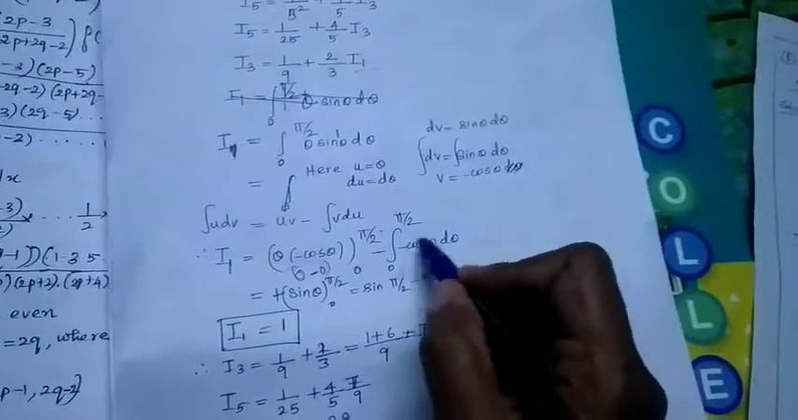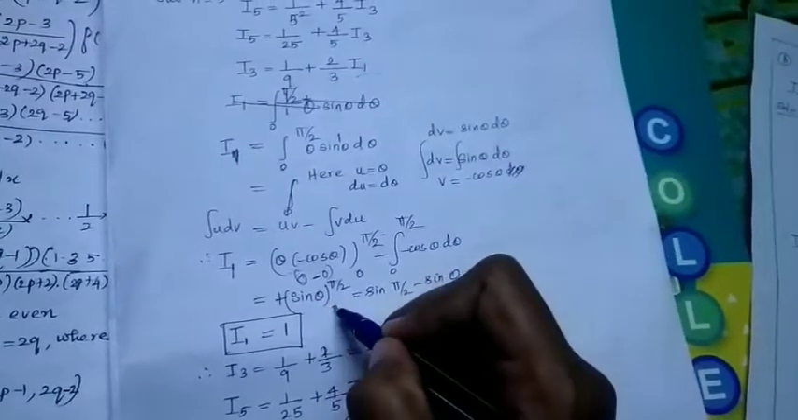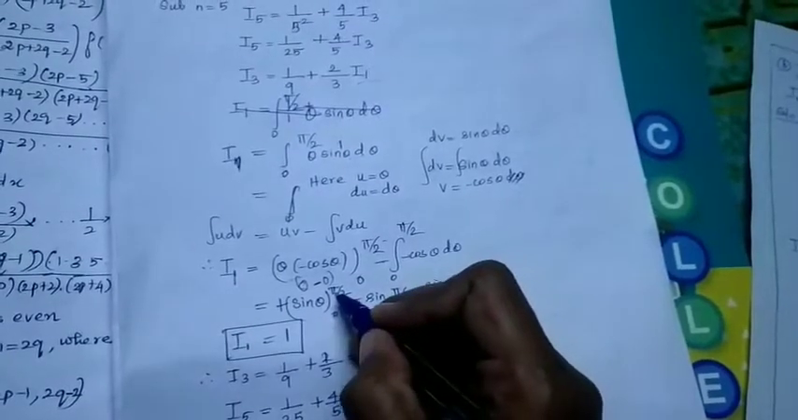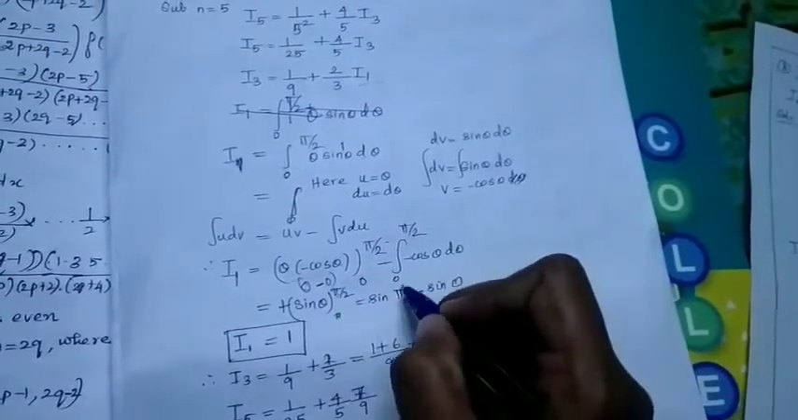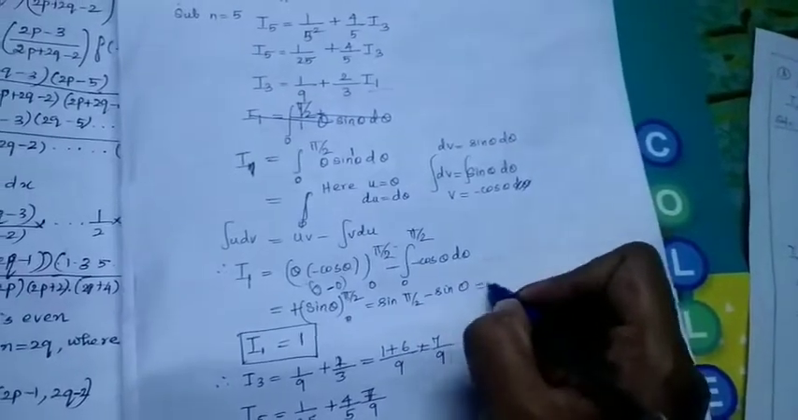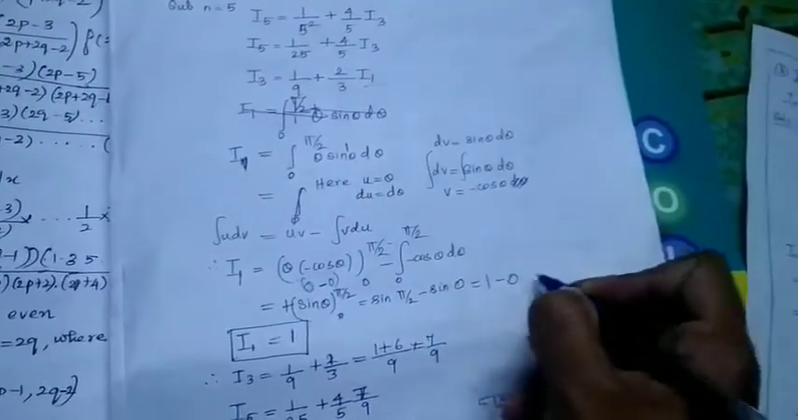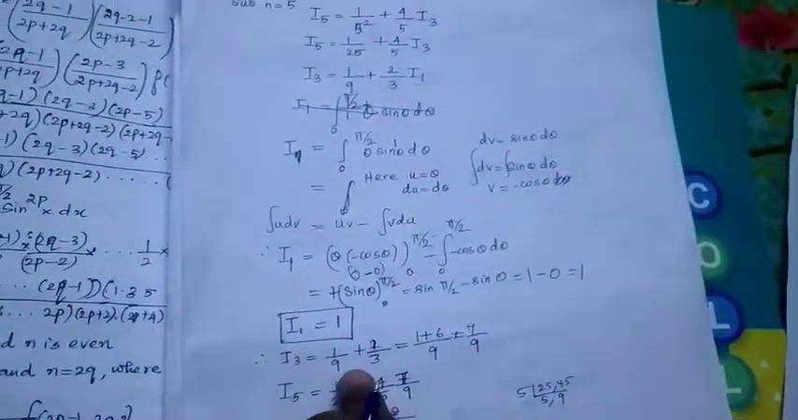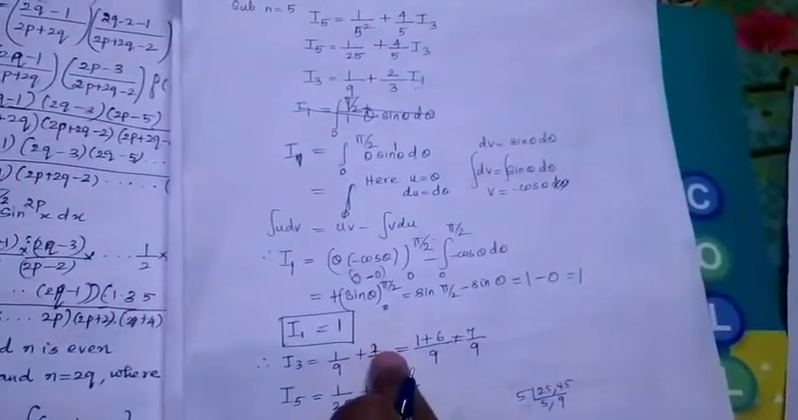What is the cos theta integration? That is sine theta. So sine theta, substitute the limits. 0 is the lower limit and pi by 2 is the upper limit. What is sine pi by 2? That is 1 minus lower limit sine 0. So sine pi by 2 value is 1, sine 0 is 0. So 1 minus 0 equal to 1. So that is your I1. Substitute in I3. What is your I3? 1 by 9 plus 2 by 3 into I1.